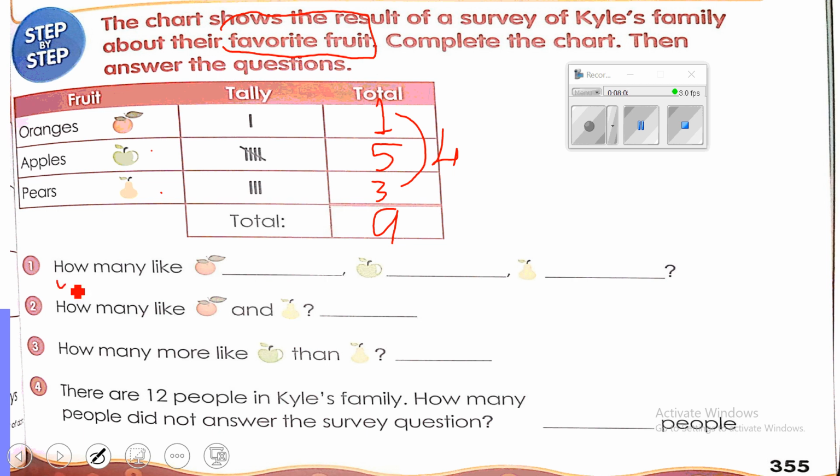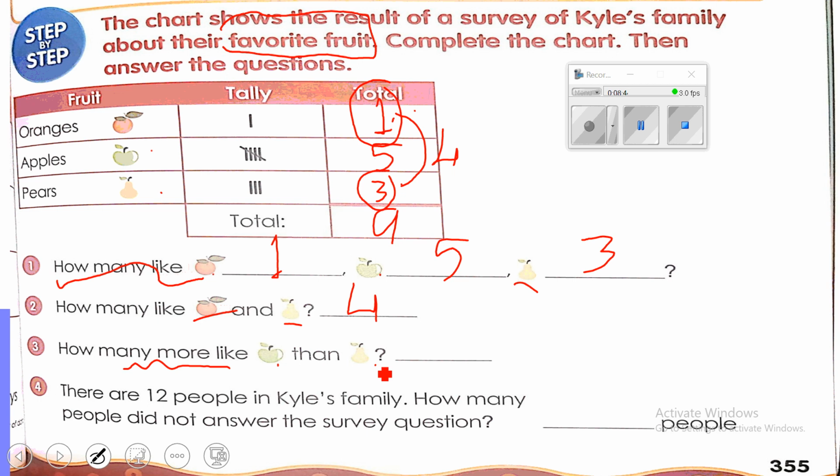Let's go to the first question. How many like orange? How many? 1. See, I take the answer from the chart. How many apple? 5. How many pears? I'm using the pictures. Yes, it's 3. How many like oranges with pears? Yes, 1 and 3. I just want orange and pears. Perfect, it's 4. What about how many more? How many more like apple than pears?